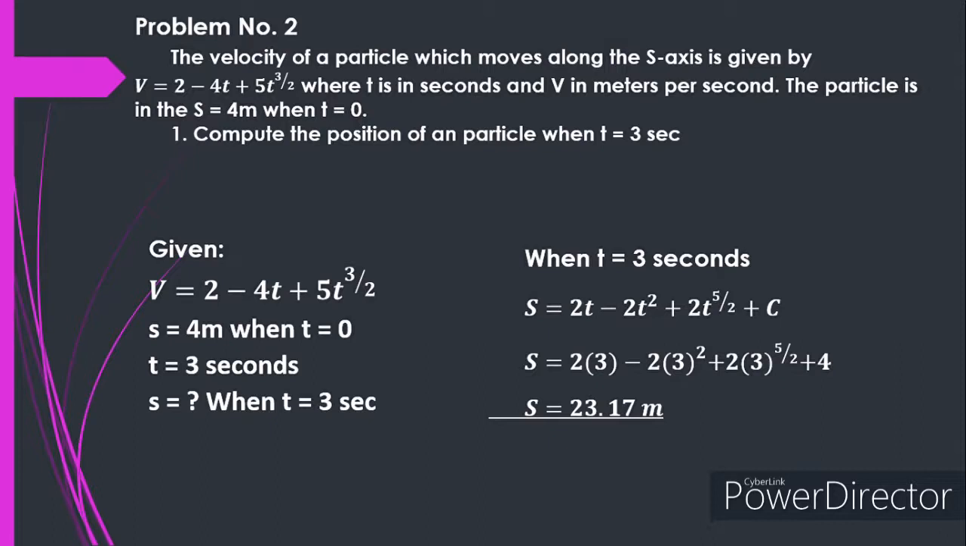S is equals to 23.17 meters. So, bakit class ang unit natin ay meters? Sinabi po ni problem ng equation ng velocity natin ay meters per second. Therefore, ang naging result ng ating distance ay meters.